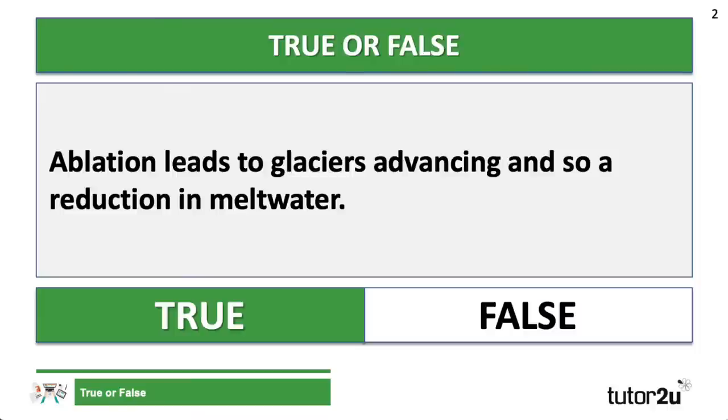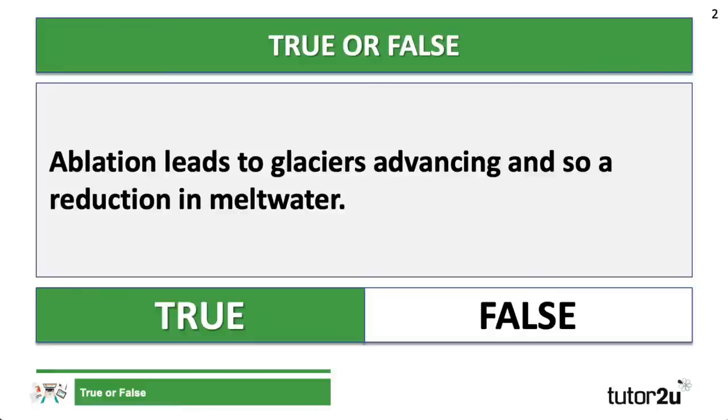Thank you. Next one. So, true or false, ablation leads to glaciers advancing, and so a reduction in meltwater. I'll read that one again, true or false. Ablation leads to glaciers advancing and so a reduction in meltwater. What do you think? Obviously easier for those of us that are doing glacial systems and landscapes, but we should all be able to have a go because we need to understand some basics of processes in the cryosphere.